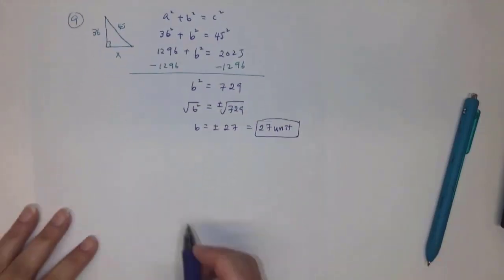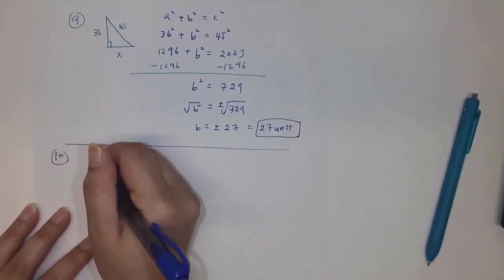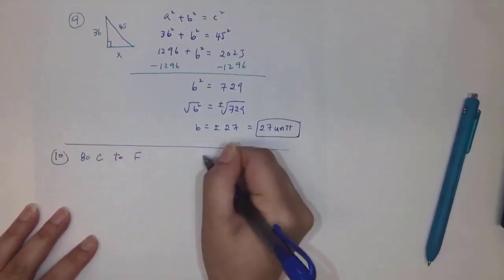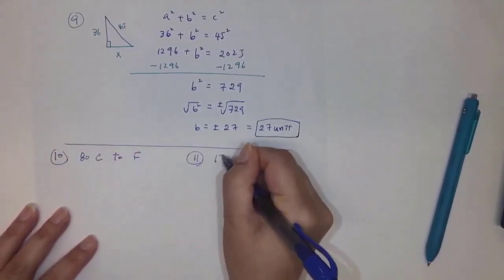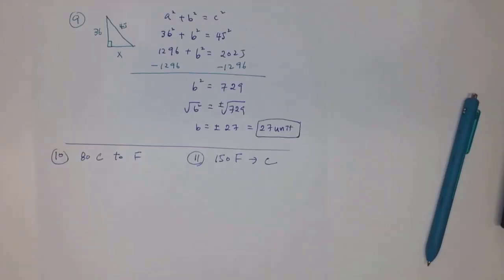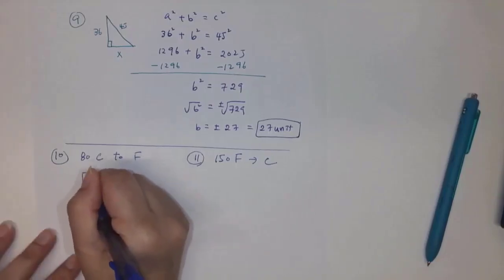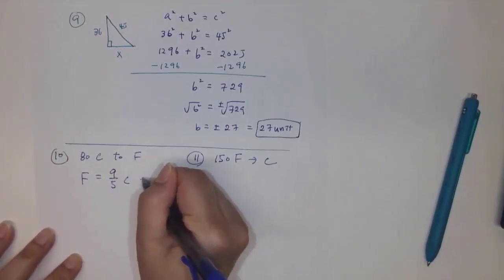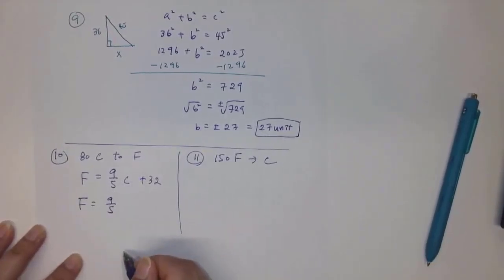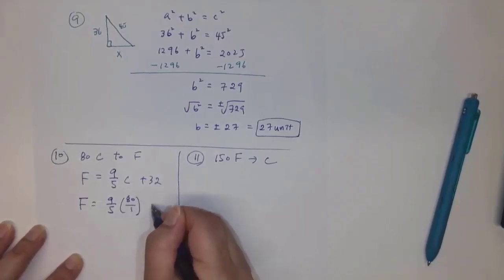Number 10 is changing 80 degrees Celsius to Fahrenheit. Number 11 is 150 degrees Fahrenheit to Celsius. How do I do those? Use your formula. What is the first formula? F equal to 9 over 5 C plus 32. So we plug in 80, or you can do 80 over 1, plus 32.